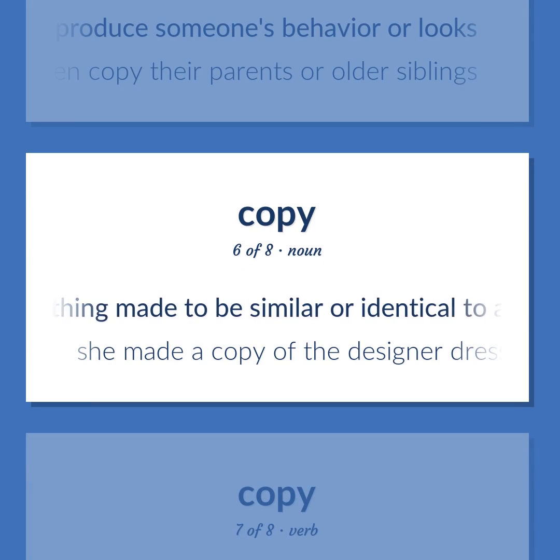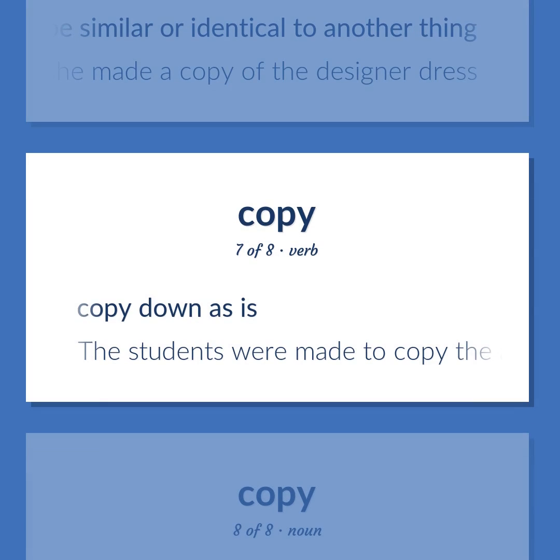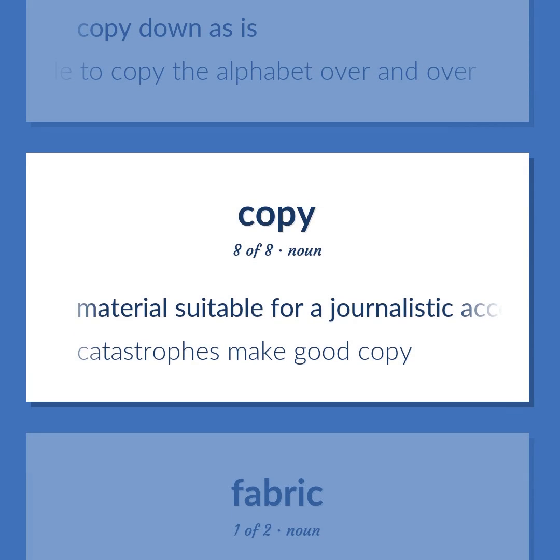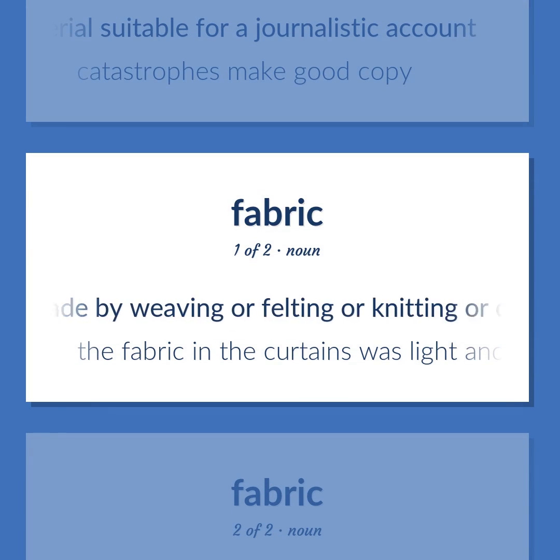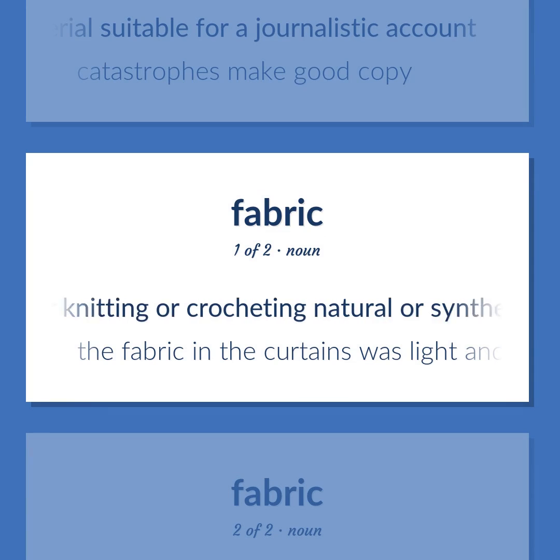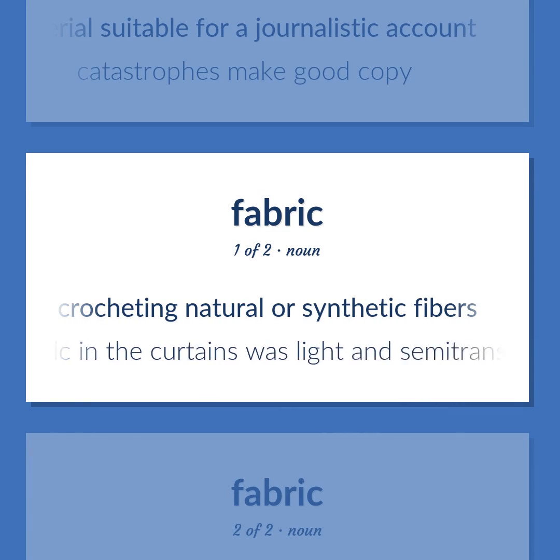A thing made to be similar or identical to another thing. She made a copy of the designer dress. Copy down as is. The students were made to copy the alphabet over and over. Material suitable for a journalistic account. Catastrophes make good copy. Artifact made by weaving or felting or knitting or crocheting natural or synthetic fibers. The fabric in the curtains was light and semi-transparent.